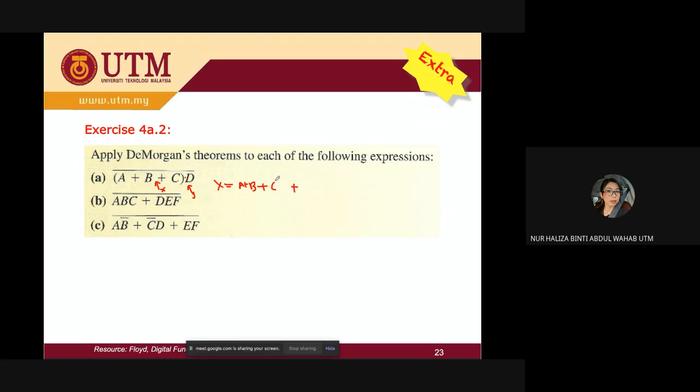And then you will get like this bar. This one, the bar.